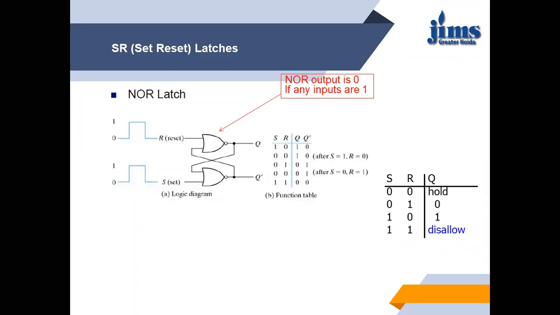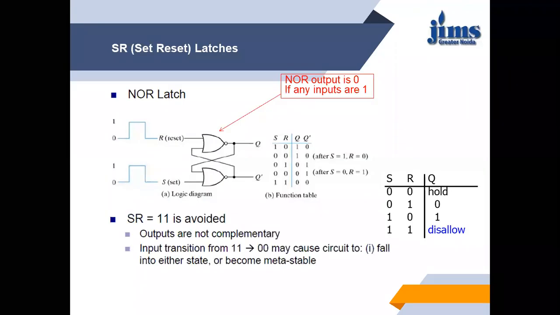So this is the table which we are going to discuss in the next slides. For now, we don't discuss it because it will create some confusion. In this case, the condition SR equals 1, 1 is avoided, and we are going to discuss how it happens. Whenever we cross couple two NOR gates, with one input R and one input S, that is known as a NOR latch, or SR latch. A latch is a memory element which stores a single bit of data.